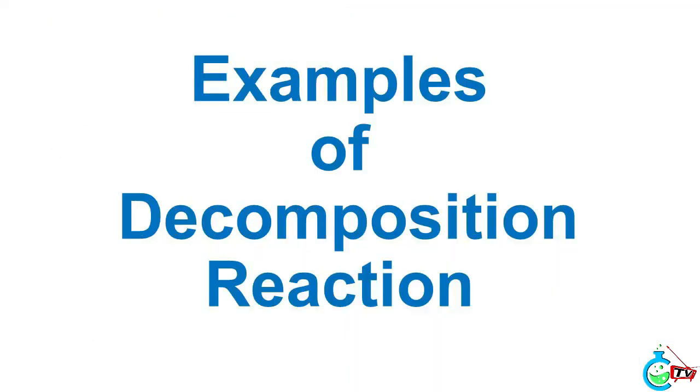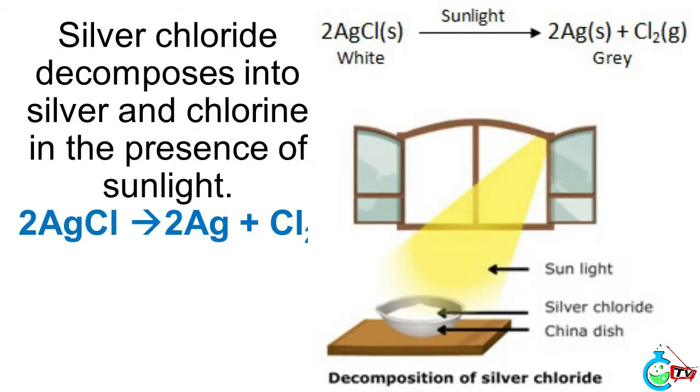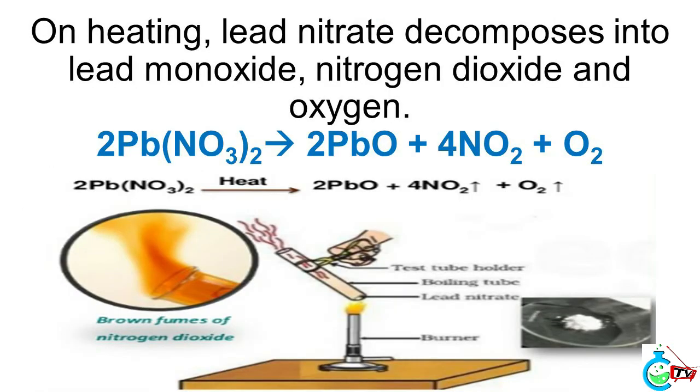Examples of decomposition reaction. When potassium chlorate is heated, it decomposes into potassium chloride and oxygen. 2KClO3 yields 2KCl plus 3O2. Silver chloride decomposes into silver and chlorine in the presence of sunlight. 2AgCl yields 2Ag plus Cl2. On heating, lead nitrate decomposes into lead monoxide, nitrogen dioxide, and oxygen. 2Pb(NO3)2 yields 2PbO plus 4NO2 plus O2.